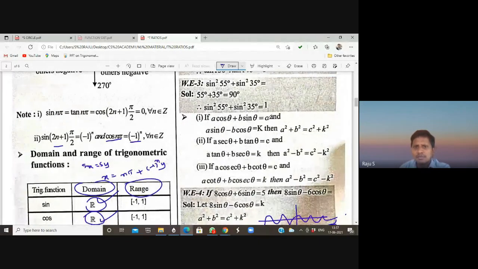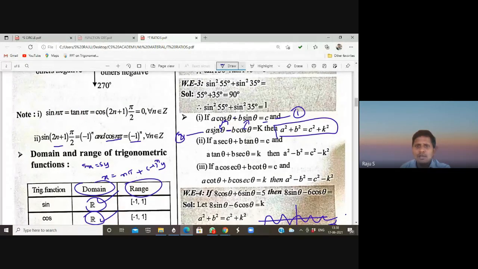When a cos theta plus b sin theta is equal to c, and minus here, plus minus, but here interchange. In place of cos, sin will come, and a sin theta minus b cos theta becomes k. Then what to do? How to check this? Squaring and adding. That's all. Let us take this as equation 1 and this as equation 2. Squaring and adding.